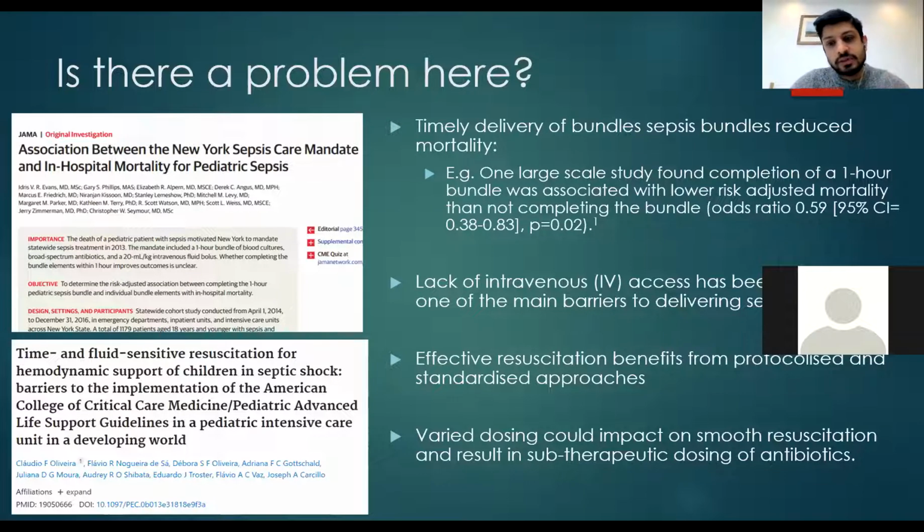So it seemed to us that there possibly was a real problem here, and we wanted to look into that a bit further. We felt that if we could iron out these issues around variation of antibiotics in terms of rate, it might be helpful in terms of offering resuscitation benefits. But also these variations in doses might be leading to subtherapeutic dosing or unsafe dosing of antibiotics in some instances.